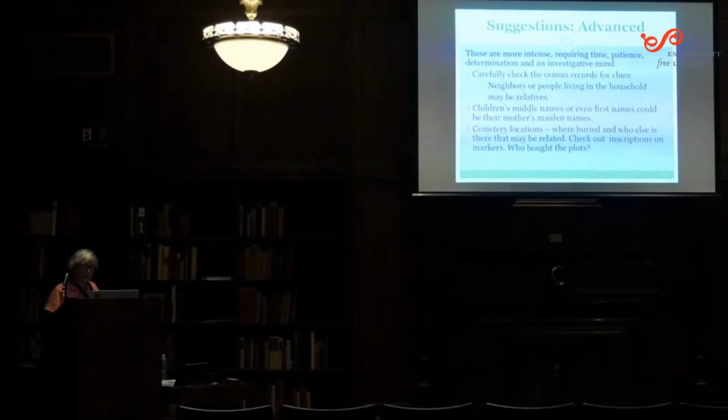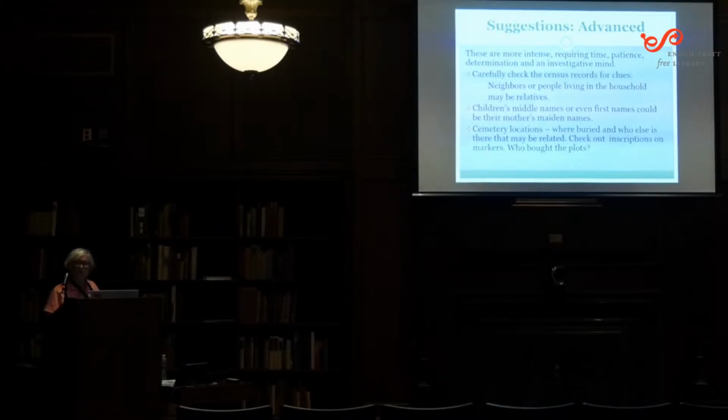Children's middle names or even first names could be their mother's maiden names. Cemetery locations: where are they buried? And if their spouse isn't buried with them, perhaps they're with their maternal family. Sometimes that happens. Spouses would be buried in separate cemeteries. So who bought the plots? That might provide clues.